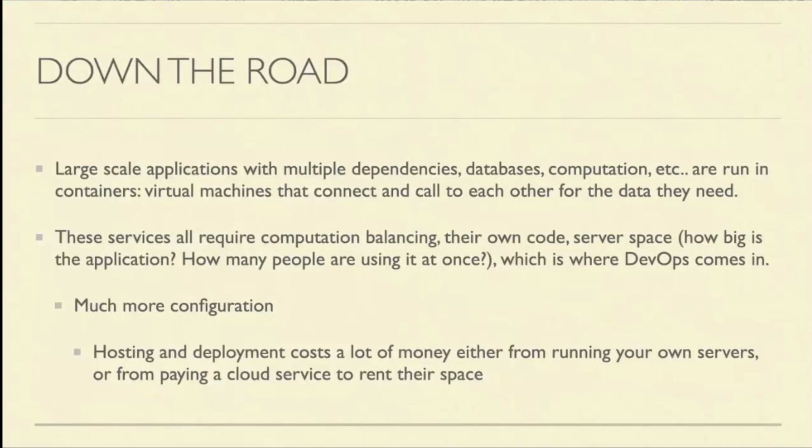Down the road, larger applications with multiple dependencies and a heavy need for scaling, depending on the computation load and the number of concurrent users, are run with more complex services. Applications with multiple services are run by containers, virtual machines that run the code with automated configuration to optimize how much space or power or computation is needed in a given moment. And they are also open to being tied to other containers as necessary. In these situations, optimization is key.